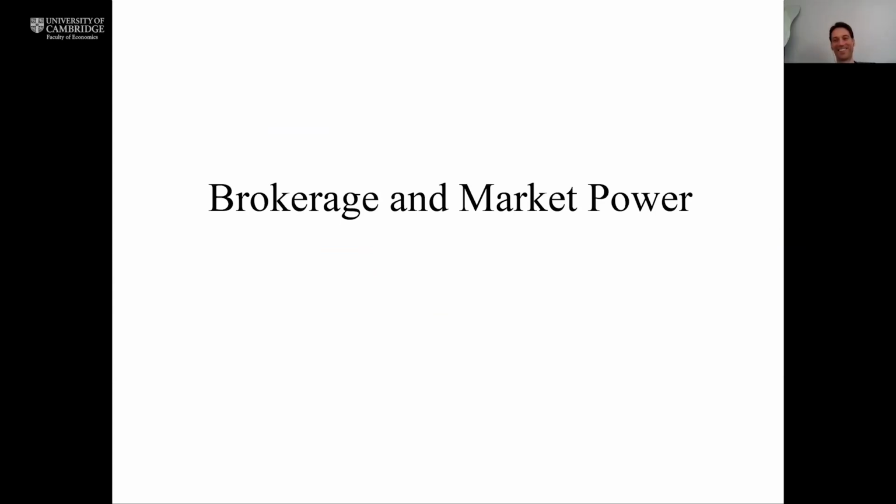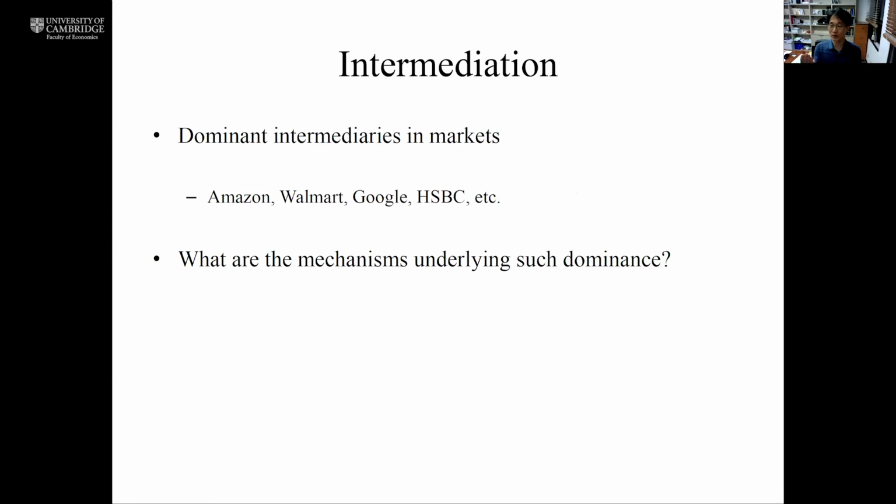Okay, so let me move on to the third experiment, about brokerage and market power. The basic question that we have is that in real life, we observe the emergence of dominant intermediaries like Amazon, Walmart, and Google in real markets. There may be many different mechanisms that make the dominant intermediaries emerge. We want to study this in terms of scale and in terms of the pricing protocol.